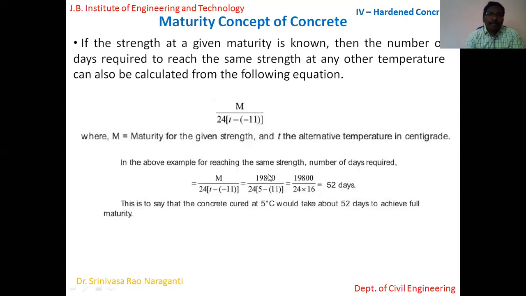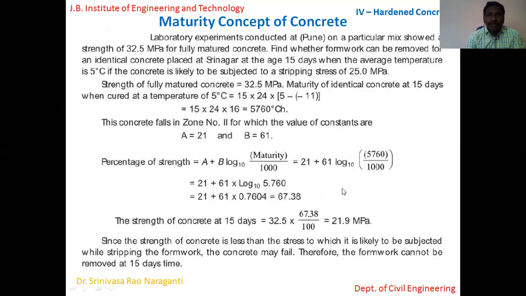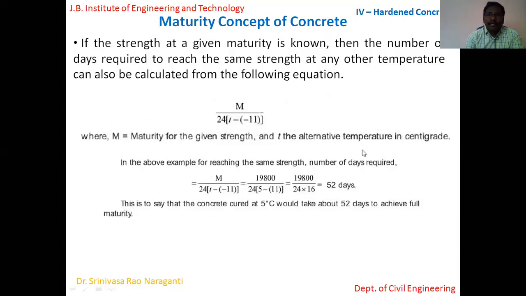So in the above example, 19800 is the standard value for complete maturity, divided by the temperature to which the concrete was subjected, 5 degrees centigrade minus 11, and we get 52 days. So the meaning is that in Srinagar, when concrete is subjected to 5 degrees centigrade, and if you want it to attain a strength of 32.5 MPa, it will take 52 days to gain so much strength. That can be calculated using this equation.